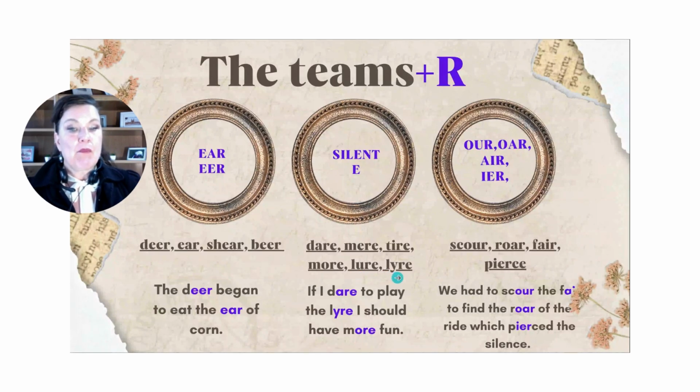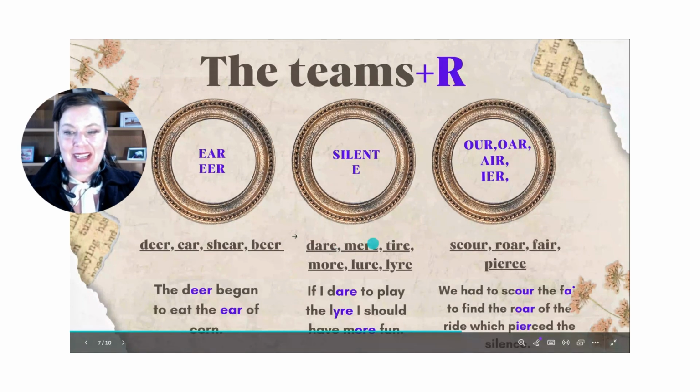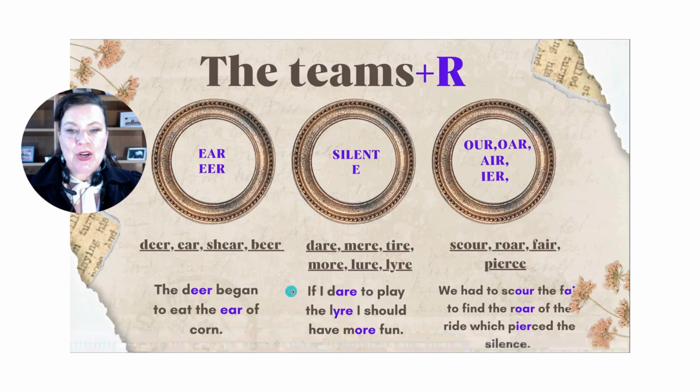Ooer. The spelling combination of Y that sometimes will work as a vowel is I. Liar, as in the instrument. Let's put that into practice here. All right. If I dare to play the lyre, I should have more fun. Good? All right, let me read that again and give you a second to practice. If I dare to play the lyre, I should have more fun.